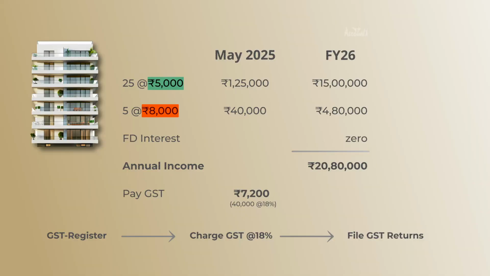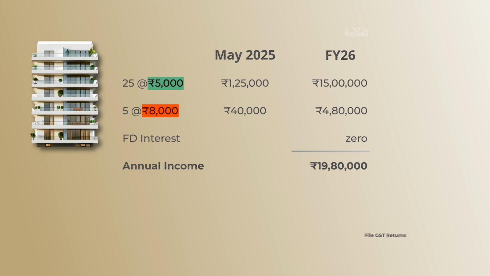Now let's tweak this scenario a bit. Had the interest on FD been zero, that is, if you had no fixed deposits, then annual income would have been 19.8 lakh, which is well within the threshold. So no GST even on these 5 apartments because annual income is within the threshold. So no need to register and hence no return compliance.